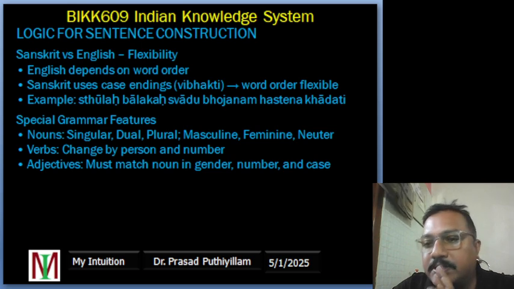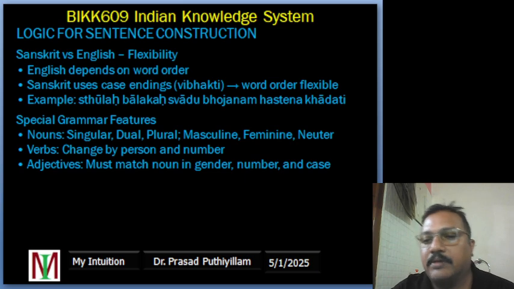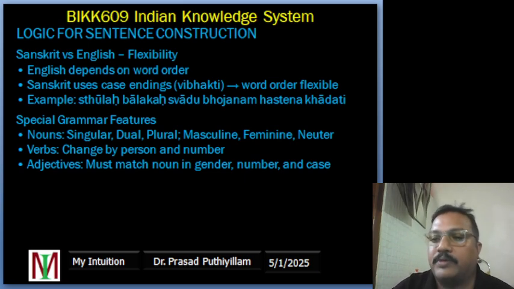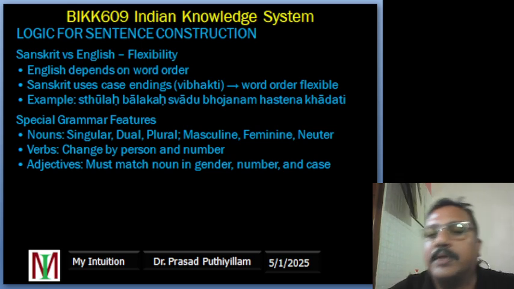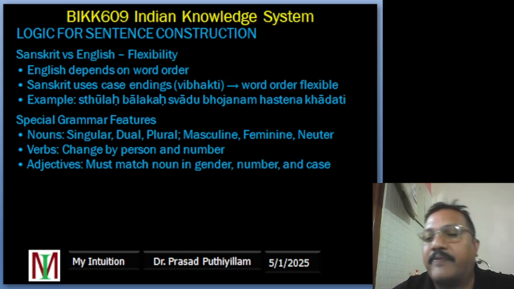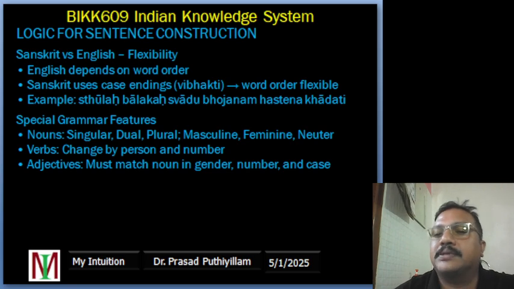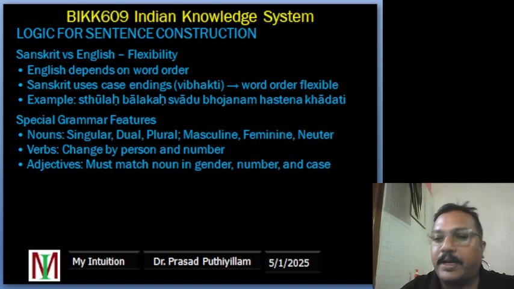Okay, so whatever the gender, masculine, feminine or neuter, the verbs change based on who is doing the action, whether it's I, you, he, she, or it, and how many people, one, two, or many. Adjectives in Sanskrit must match the noun in gender, number and case. For example, the Tula Balaha, the fat boy. Both words match each other perfectly in gender, number and case.